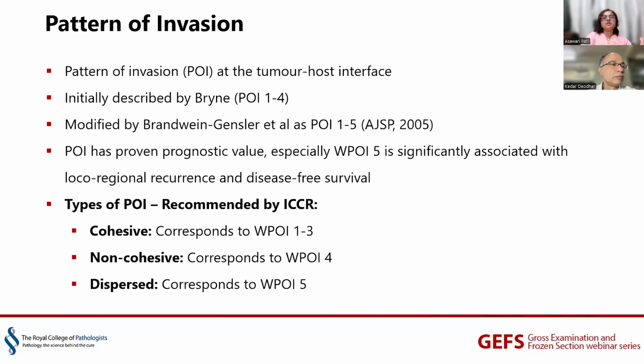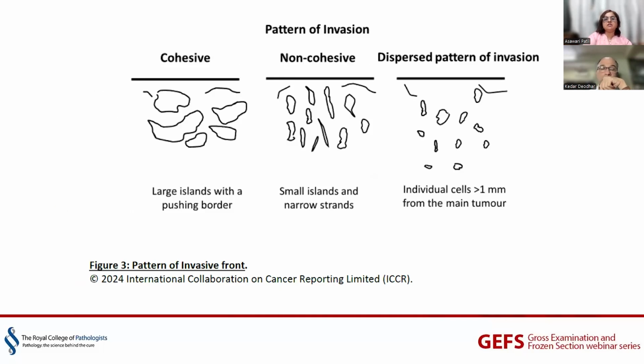Patterns of invasion: different patterns of invasion have been described by different groups. Initially it was Ryan's pattern 1 to 4, then modified by Brandwein-Gensler pattern 1 to 5, and then ICCR recommends three patterns: cohesive, which corresponds to patterns 1 to 3 of Brandwein-Gensler; non-cohesive, which corresponds to pattern 4 of Brandwein-Gensler; and dispersed, which corresponds to pattern 5 of Brandwein-Gensler. So here we can see cohesive, that is in large islands; non-cohesive is in small islands; and individual cells more than 1 millimeter from the main tumor is the dispersed pattern of invasion.